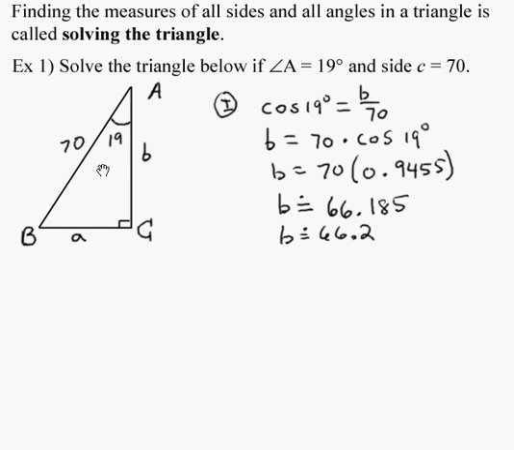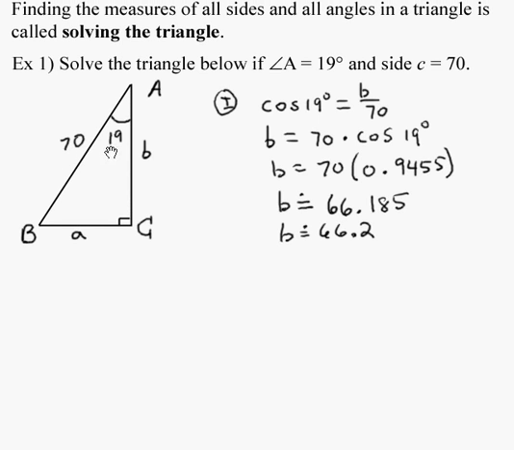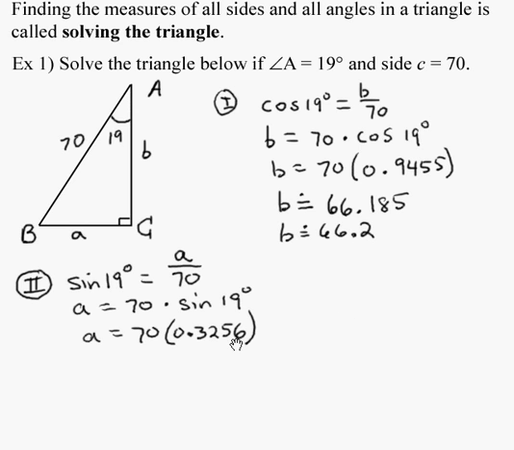So from 19's point of view, I'm going to put A over 70, which is opposite over hypotenuse, and opposite over hypotenuse is the sine function. Again, to get A by itself, I'll multiply everything by 70. I'll type in 19, hit the sine button, round that to 4 places. That's 0.3256. Hit the clear button on your calculator. Type 0.3256 again, times 70. Round that actually to 1 place here, so A is 22.8.